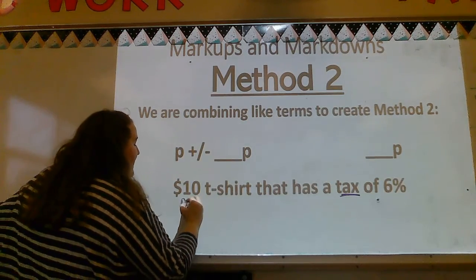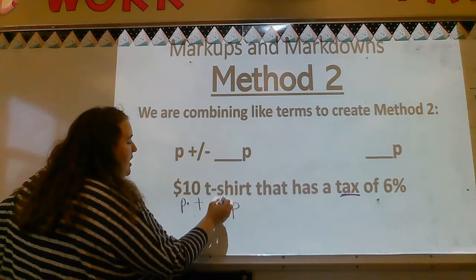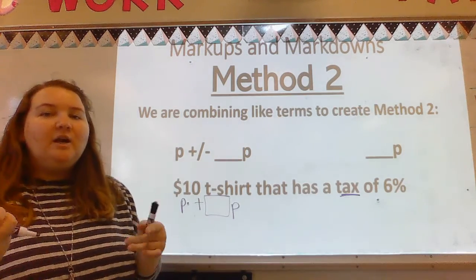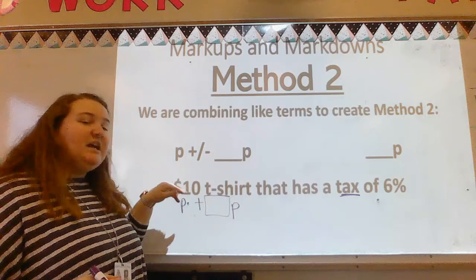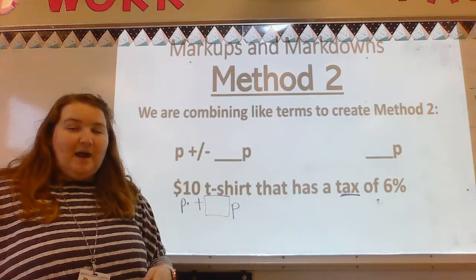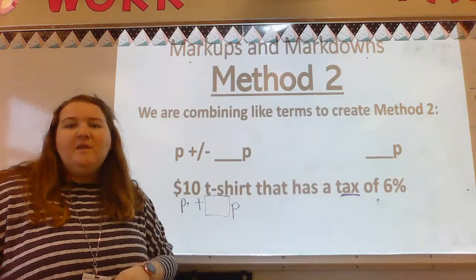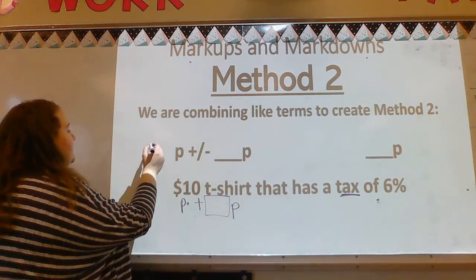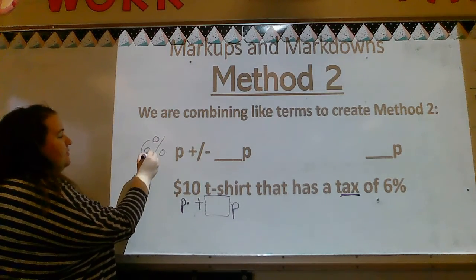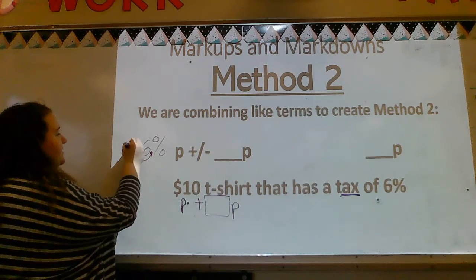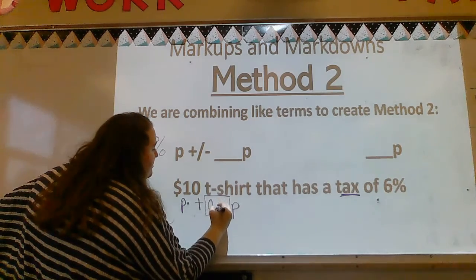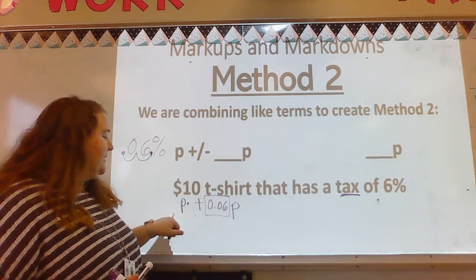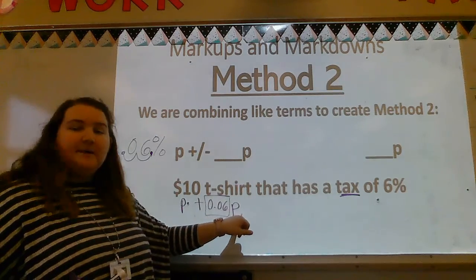We have price plus price. Now, the thing that goes in here is your percent. Before we use our percent, we're going to change it to a decimal. Remember, if we're talking about money, money is a decimal, right? You can have 50 cents, 25 cents, whatever. Because money is a decimal, we want our percent to be a decimal. Our percent is 6%. To make a decimal, I move it two places to the left. There's a 0 here, so in my calculator, I have 0.06. So this is my formula, P plus 0.06 P.